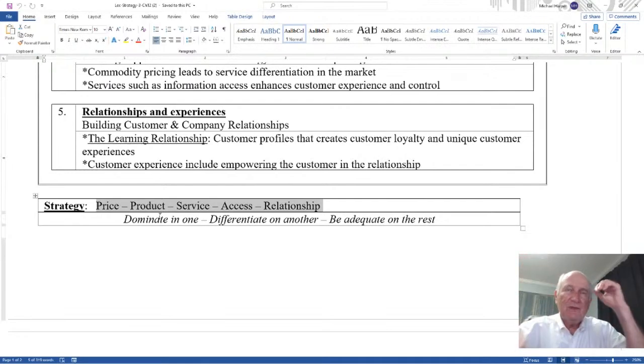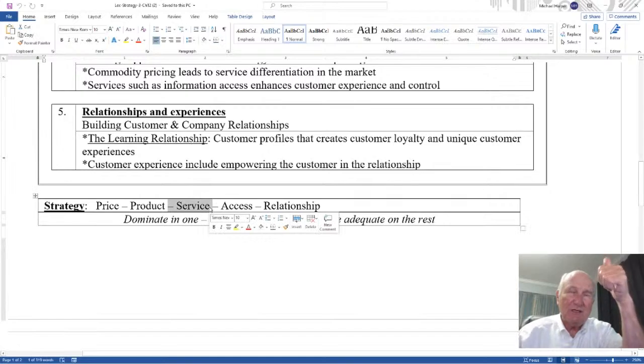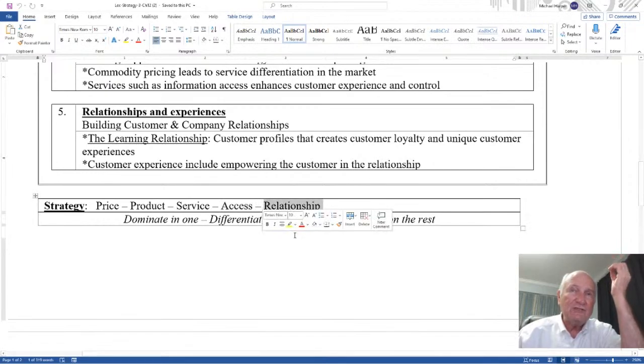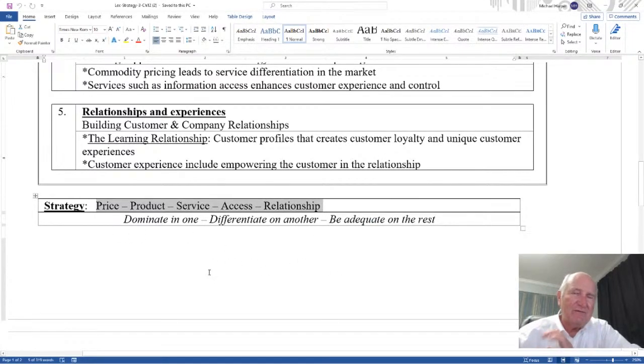Is it functional? Service. What type of service do you have? Is it quick? Is it fast? Is it efficient? Access. Again, access to information. The relationship. What type of relationship do you build with the customer? Okay, here are the 5 main ones that people have identified that companies focus on or differentiate on.